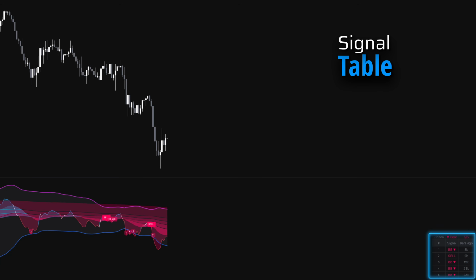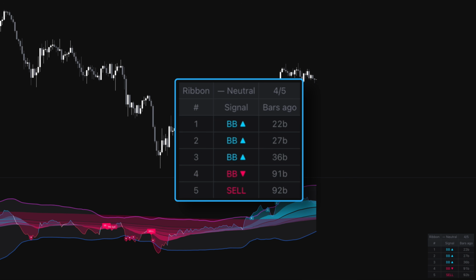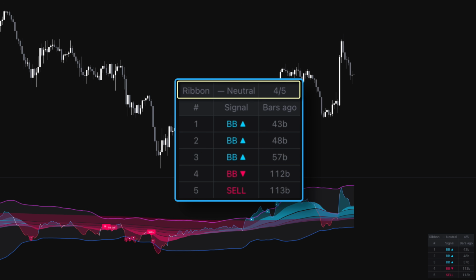The signal history table appears in a configurable corner of the indicator pane and gives a running log of recent activity without needing to scroll back through the chart. The top row shows the current ribbon state, bull, bear, or neutral, alongside how many of the 5 pairs are aligned in the dominant direction. This gives an instant read on overall momentum structure.